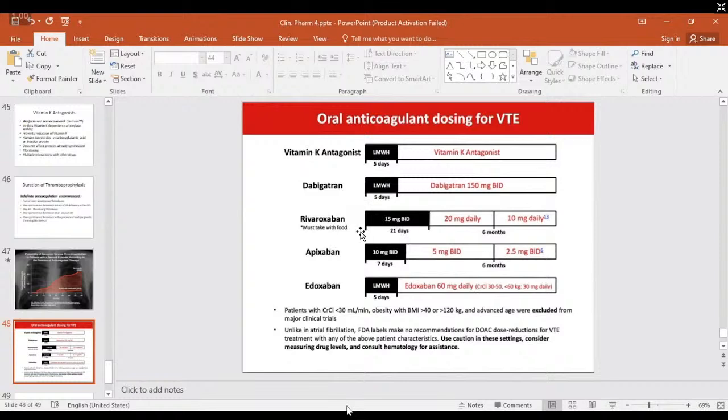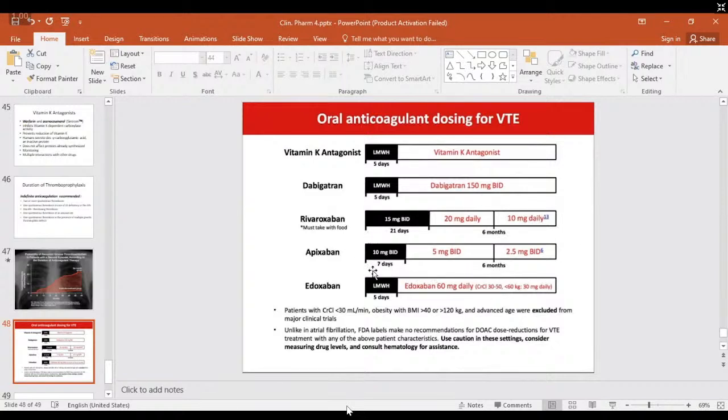So for rivaroxaban, we start giving 15 milligrams twice daily. It should be taken with food. It's very important because when it is not taken with food, its bioavailability can actually decrease by up to 30-35%. And after 21 days or 3 weeks of therapy with twice daily 15 milligrams rivaroxaban, we switch to 20 milligrams once daily for 6 months, and after that 10 milligrams daily if we would like to continue the anticoagulation.